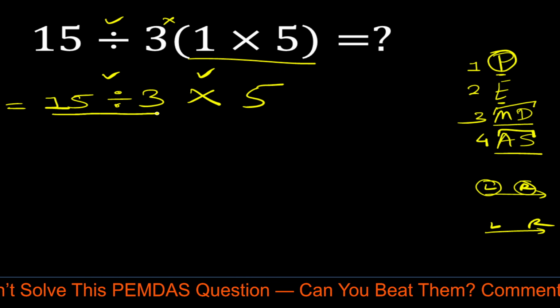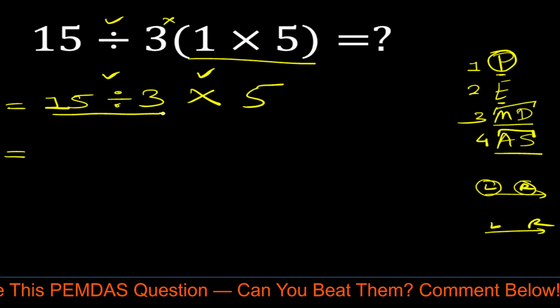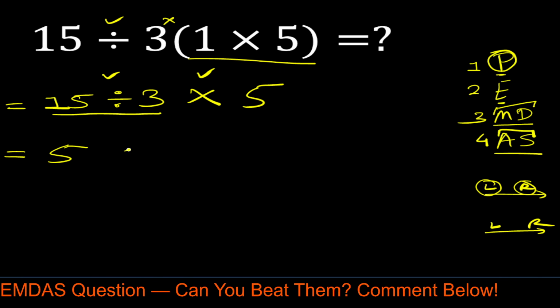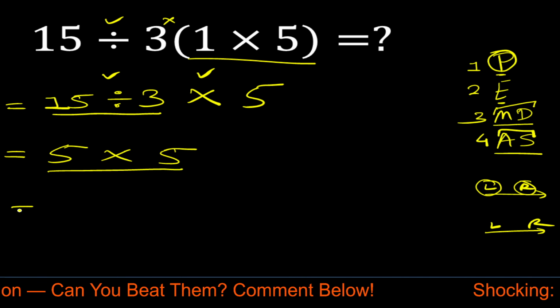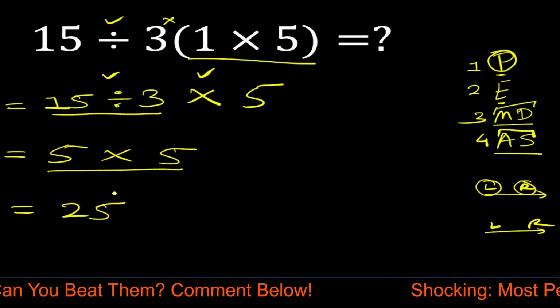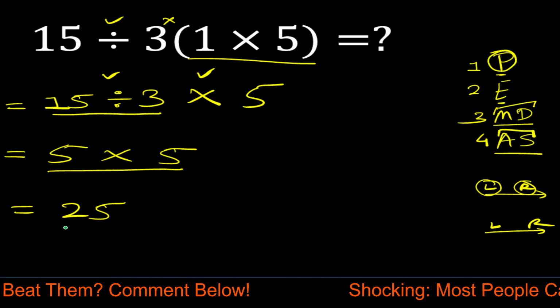So first we have to solve this division, right? So 15 divided by 3 is equal to 5 times 5. So 5 times 5 is equal to 25. So the correct answer is 25, right?